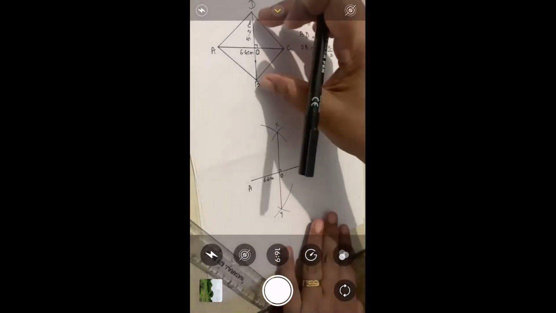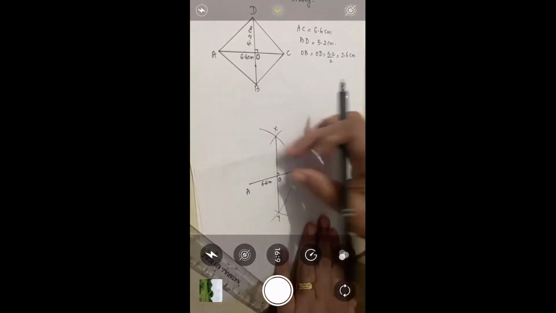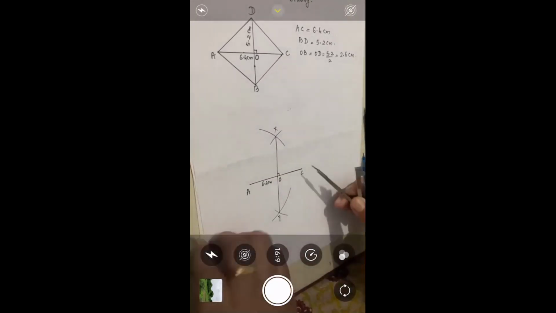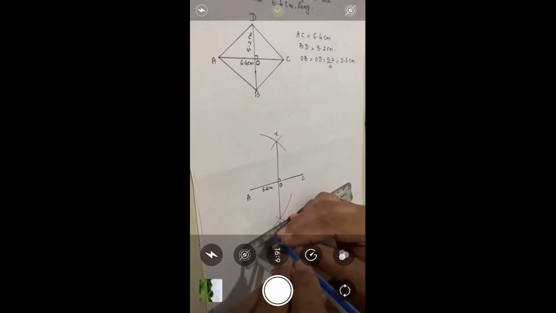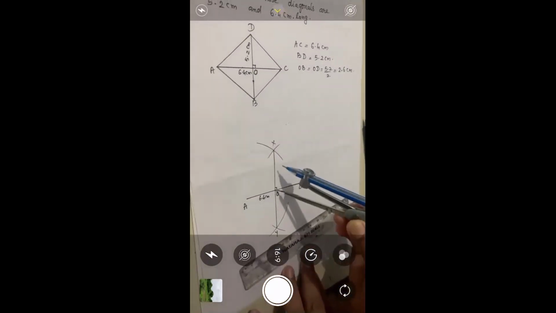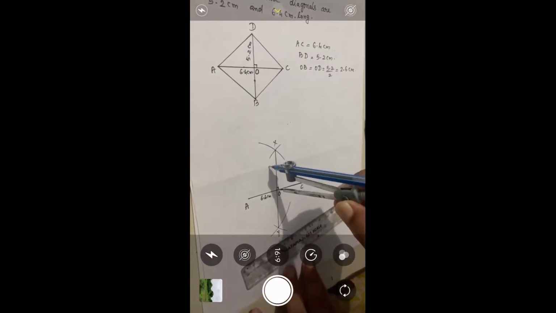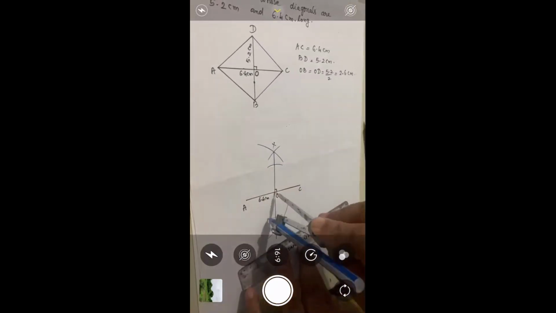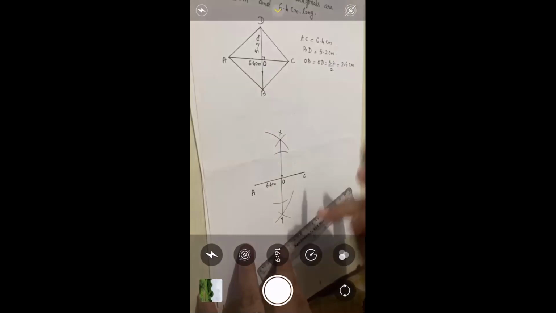Now we know the length of the diagonal, the other diagonal is 5.2. So upper side half of 5.2, 2.6 will come, lower side also 2.6 will come. So for that how will you do? With O as center, how much is the radius we have to take? 2.6. Here is 2.6. So see, with O as center, radius 2.6, draw one arc in the upper region and the same way in the lower region, both the regions.